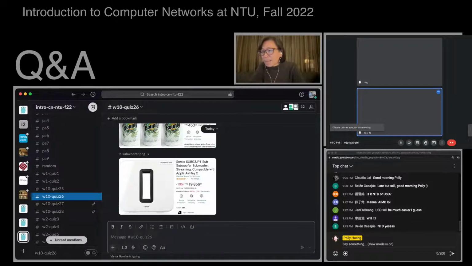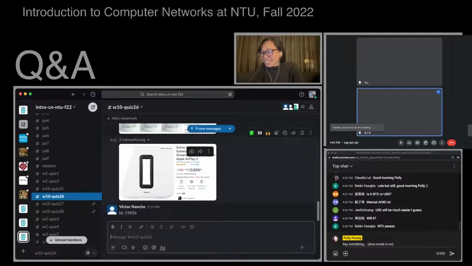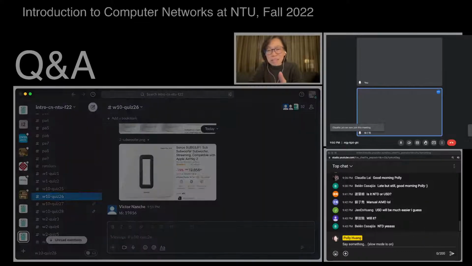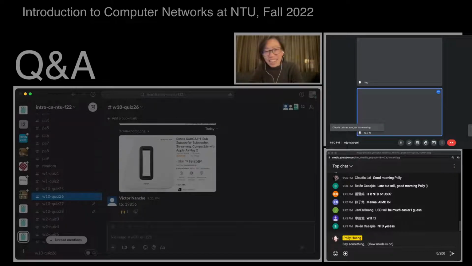Oopsie. I uploaded the wrong picture. Now you know the price. Sorry. Okay, it's okay. I do have some backups. Because this way you don't get to play the game now. Let me try to upload another one. But that is a really nice device, in case you're curious. So how about this one here?